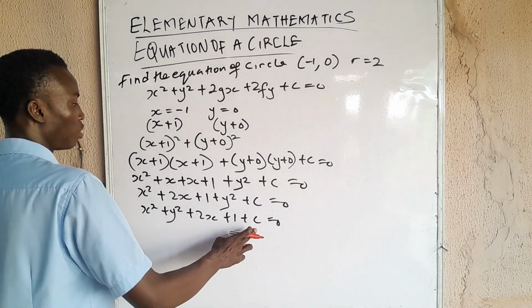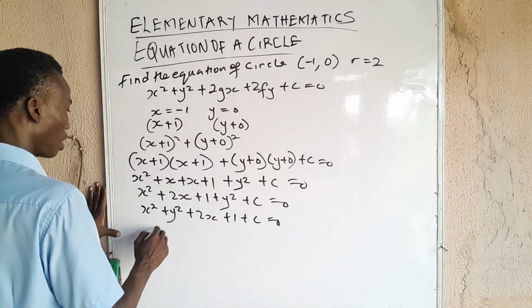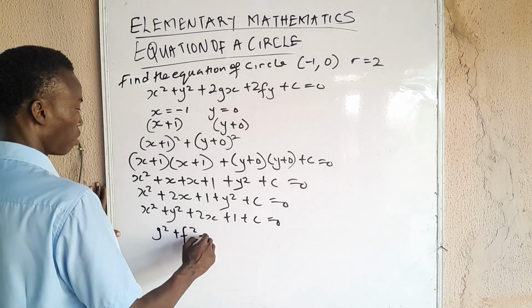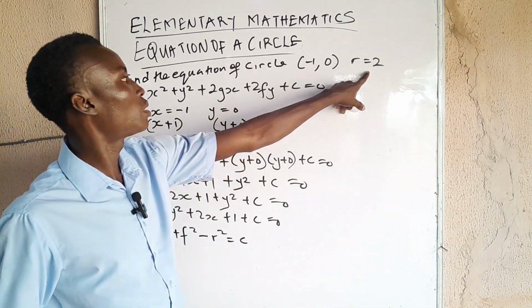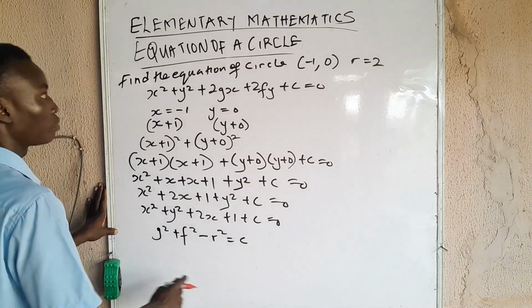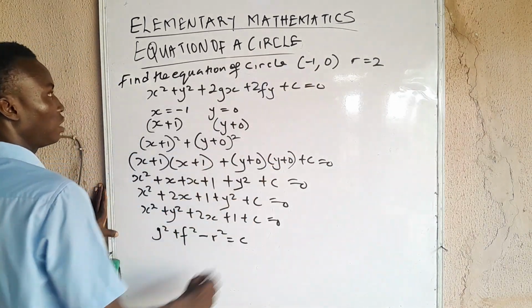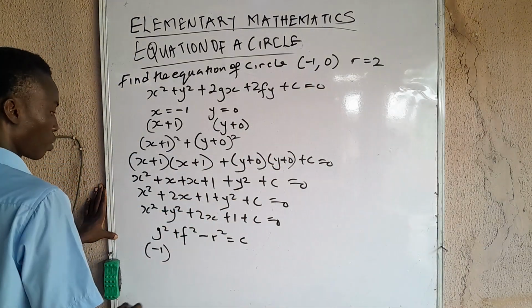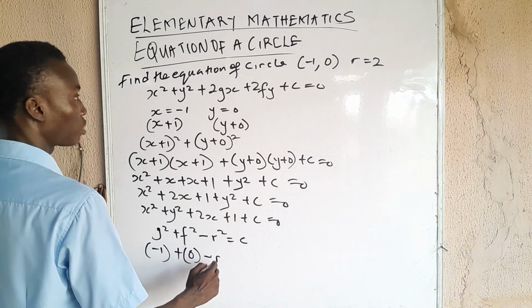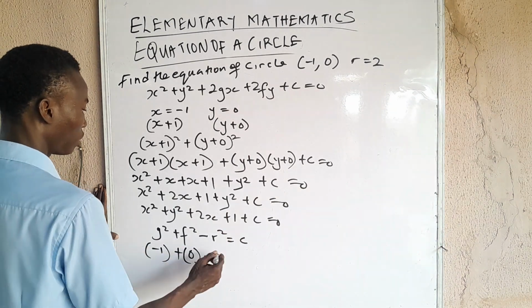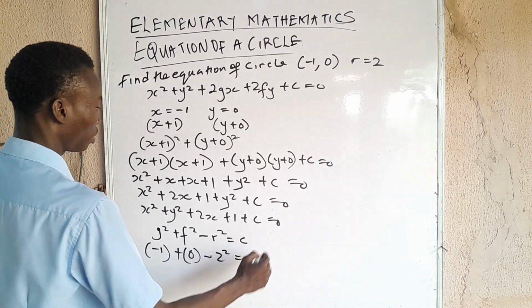Not over yet. In order to get the value of c, what are we going to do? Using our g squared plus f squared minus r squared equals c. The value of r from the equation is given to be 2. Now our g is minus 1, so minus 1 squared, plus our f is 0, as you can see, minus our r in that place is given to be 2 squared equals c.